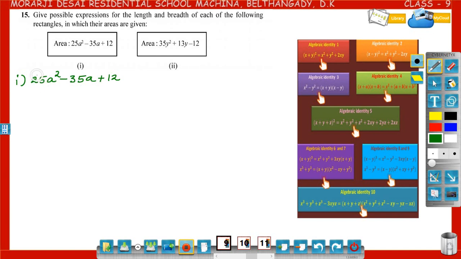While doing the splitting method, here the coefficient of a square is 25 and the last term is 12. So first multiply 25 into 12, that is equal to 300. You have to split 300 so that you get the sum, that is the middle number, minus 35. So you have to find two numbers such that their product is 300 and their sum is 35. Which are the two numbers?